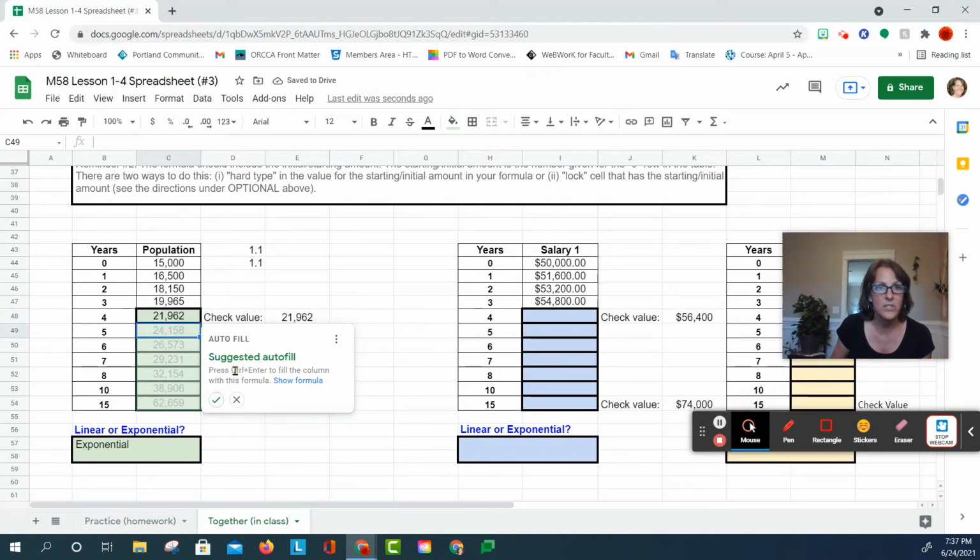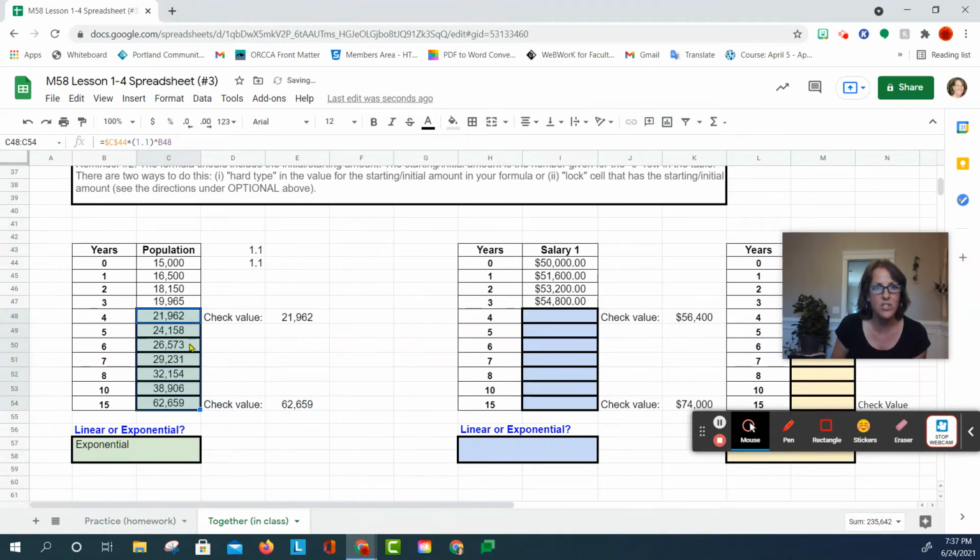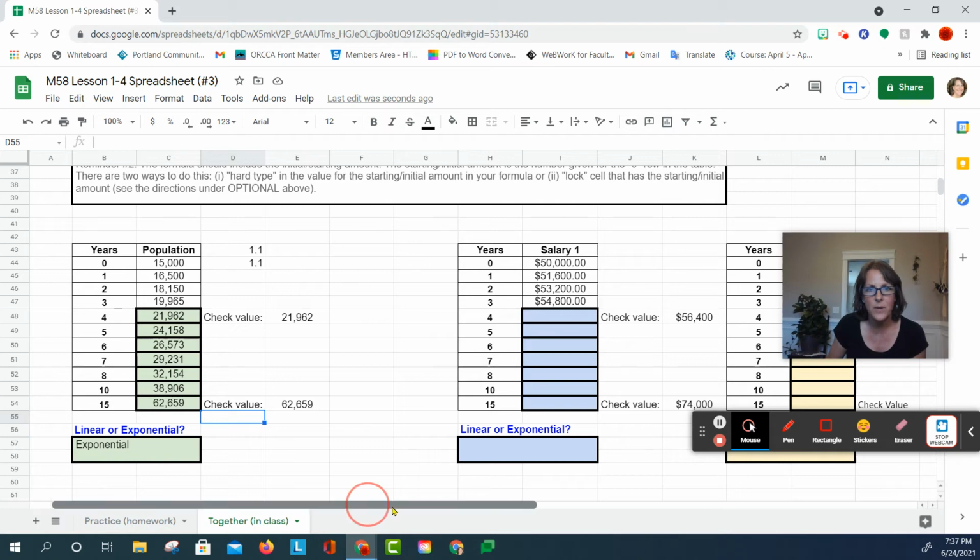Now I want to drag and fill. It's asking me to drag and fill already, so I can click OK. If that auto box didn't come up, I could drag this little corner straight down, and that would also do a drag and fill. Now I check my values. These match, good to go. All right, now let's try the second one.